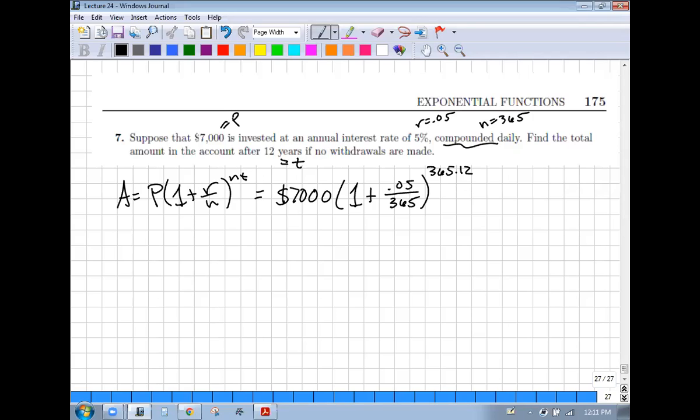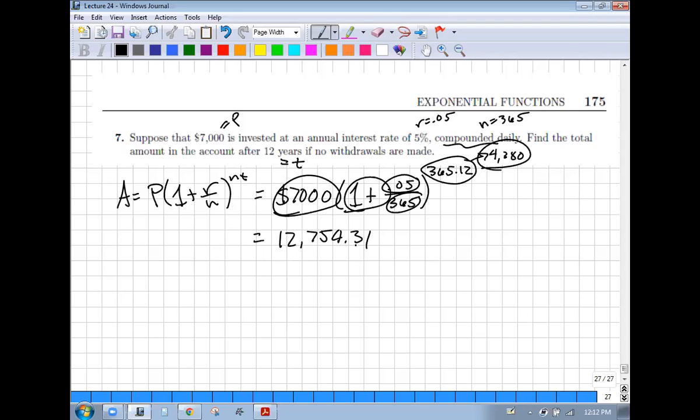Again, to figure this out, I need to know what this number is ahead of time. 365 times 12. That number is 4,380. Now that I know what that number is, I start here, 0.05, divide by 365, add 1 to that. And now I hit to the power of 4,380. And now I multiply that by 7,000. And I get $12,754.31. Got to keep my dollar sign there.